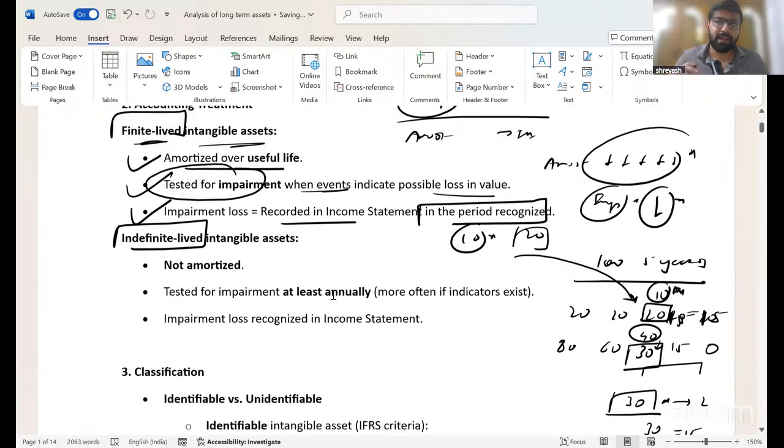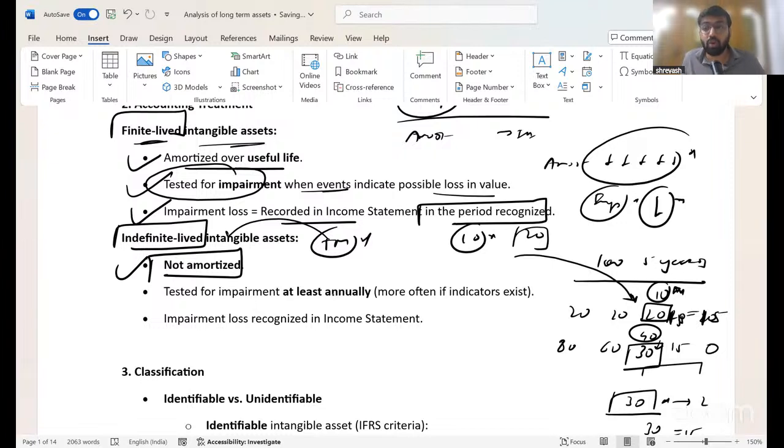Sir, what if the intangible asset that I was talking about has indefinite life? So, sir, if it has indefinite life, do I amortize it? No, there is no amortization for an asset, an intangible asset that has infinite life. I was talking about trademark. There is no amortization that happens. But, sir, do I check it for impairment? Yes. And there's a guideline that I have to check it for impairment at least annually. At least annually, I have to check for impairment.